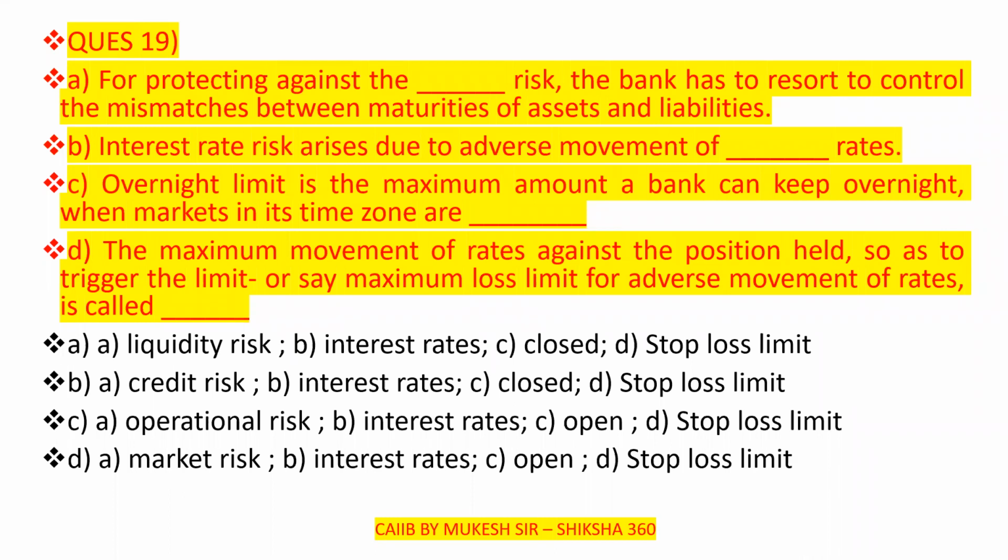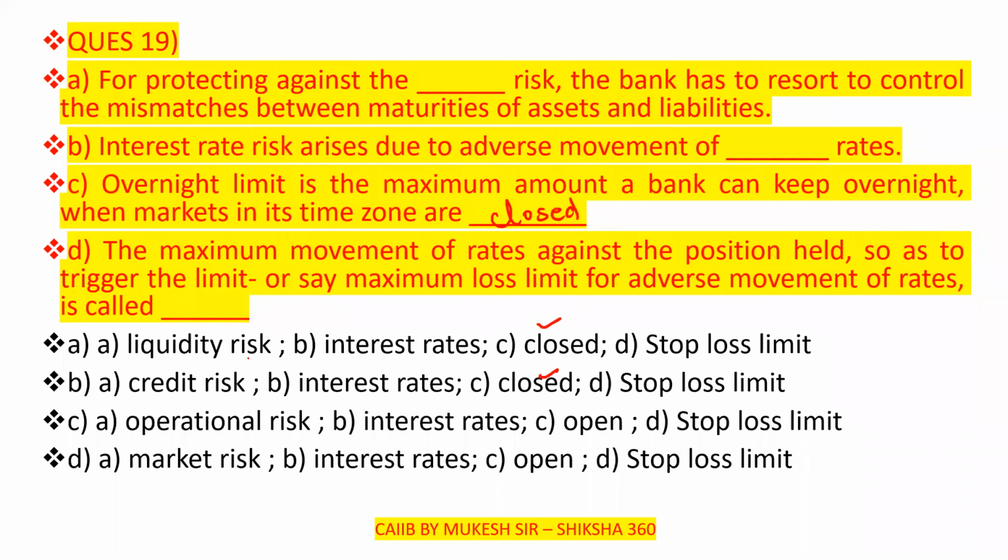Overnight limit is the maximum amount a bank can keep overnight when the markets in its time zone are closed. That is, it is the maximum amount of open position or exposure that the bank can keep in the night time, when the markets are going to be closed.